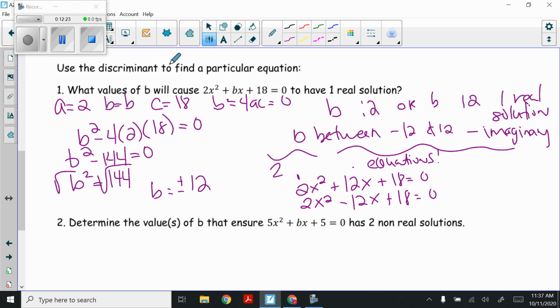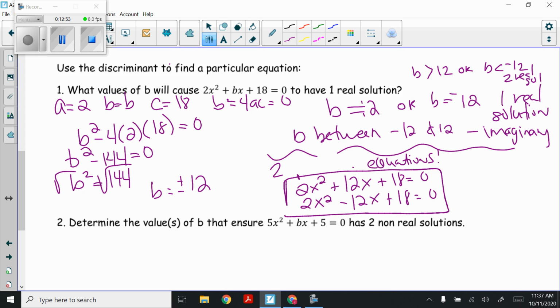In order for it to have one real solution, b has to be equal to 12 or equal to negative 12. If b was greater than 12 or b was less than negative 12, I would have two real solutions. b between negative 12 and 12 would be my imaginary solutions. So my two equations to have one real solution are 2x squared plus 12x plus 18 equals 0, 2x squared minus 12x plus 18 equals 0.